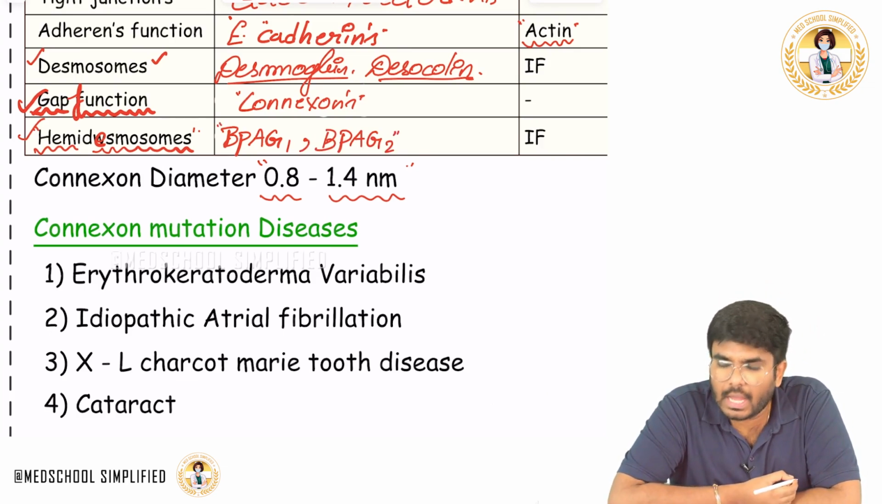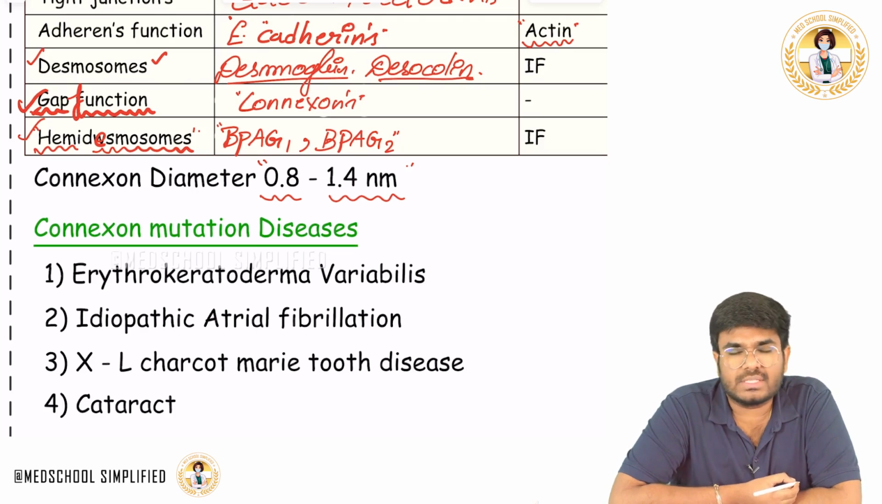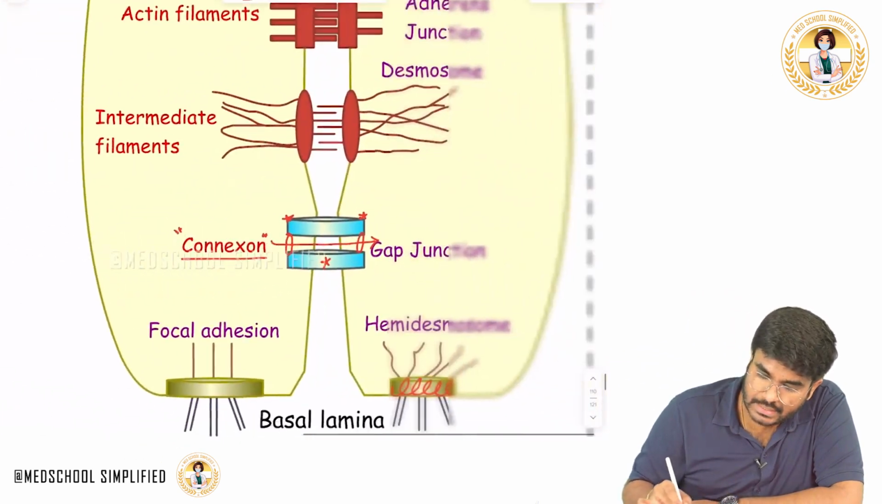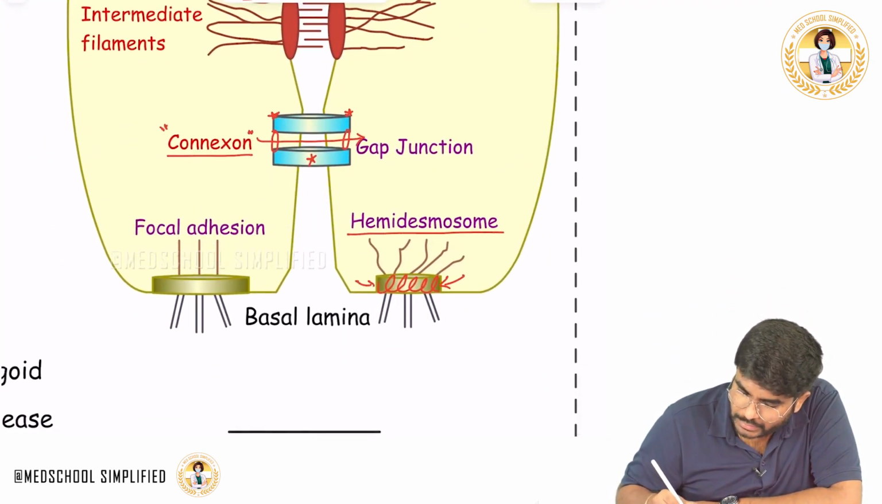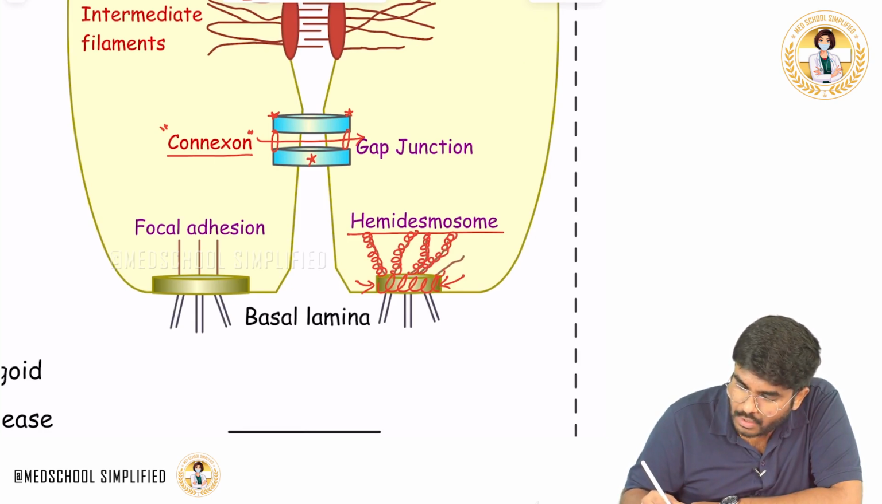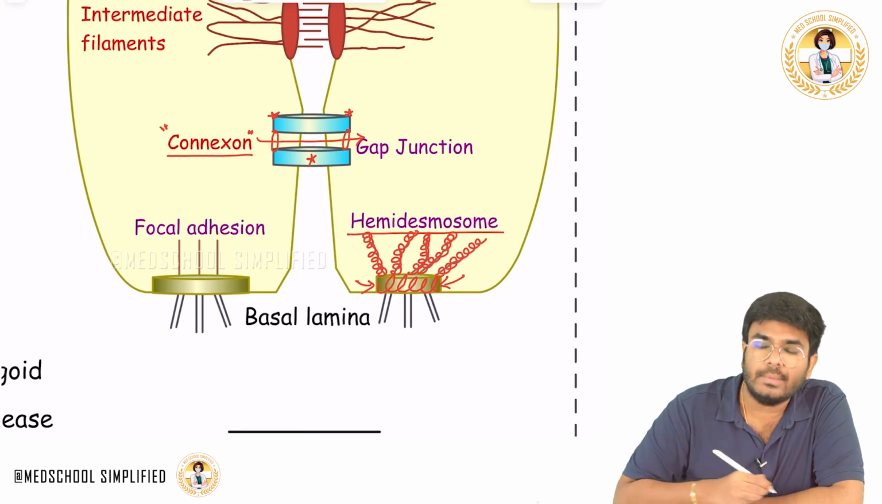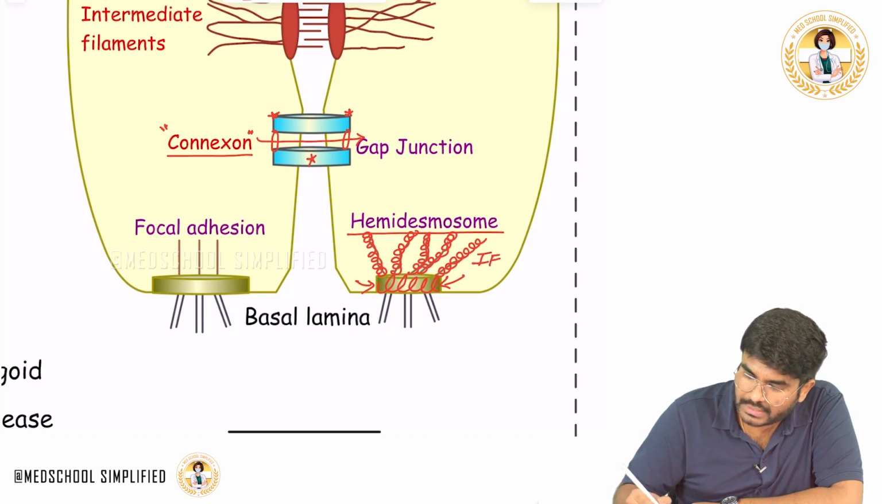Now you might think how this is important for us. I will tell you. Before going there, look here in this cell. These are hemidesmosomal proteins. It is also attached to one cytoskeletal filament within the cell. What is this cytoskeletal filament? This is your intermediate filament.